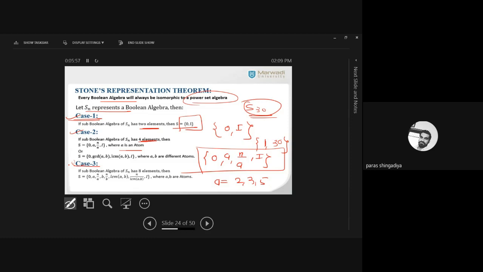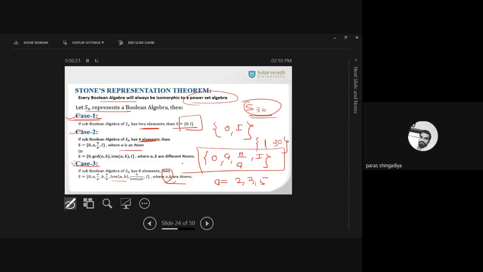So what is the formula to predict this answer? The formula is fixed here in each and every case. First is the 0 element. Then A, n by A, B, n by B. Then we'll take LCM of A and B, and n upon LCM of A and B, comma I, where A and B are the atoms. There are two atoms here. A and B are two different atoms. So use this A and B to derive the answer of the formula.